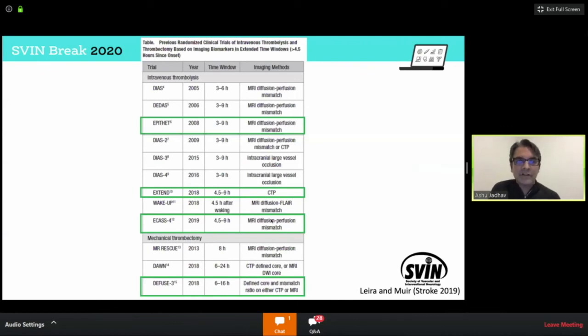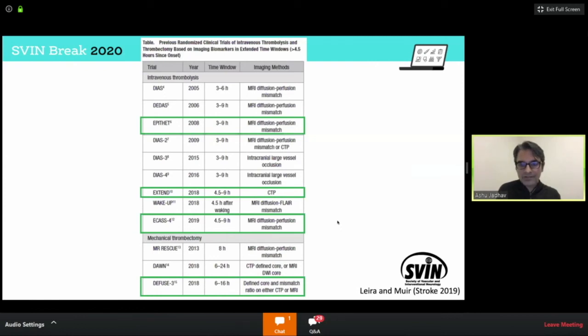This here is a table of different trials that were conducted to look at the benefit of thrombolysis or thrombectomy in patients who present with some sort of mismatch. These trials were conducted over the last 10 plus years, and they all use different paradigms. There's EPITHET, which used MRI diffusion perfusion mismatch, EXTEND, which used CT perfusion mismatch, ECASS4, which used MRI diffusion perfusion mismatch, and then the DEFUSE 3 trial, which was the thrombectomy trial that used core mismatch.